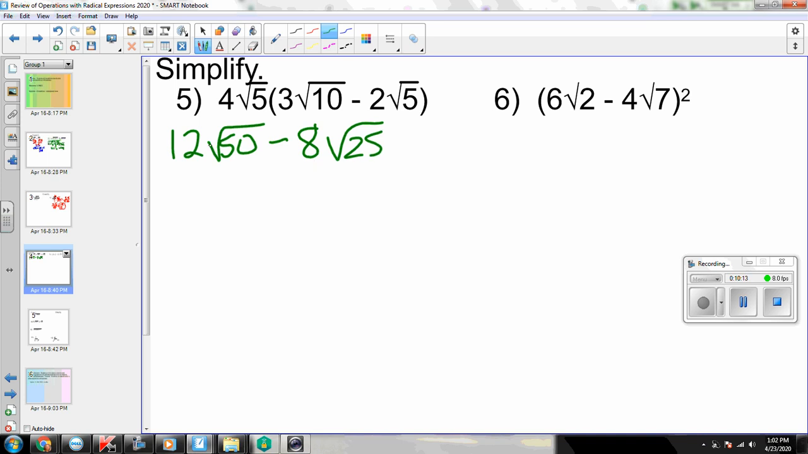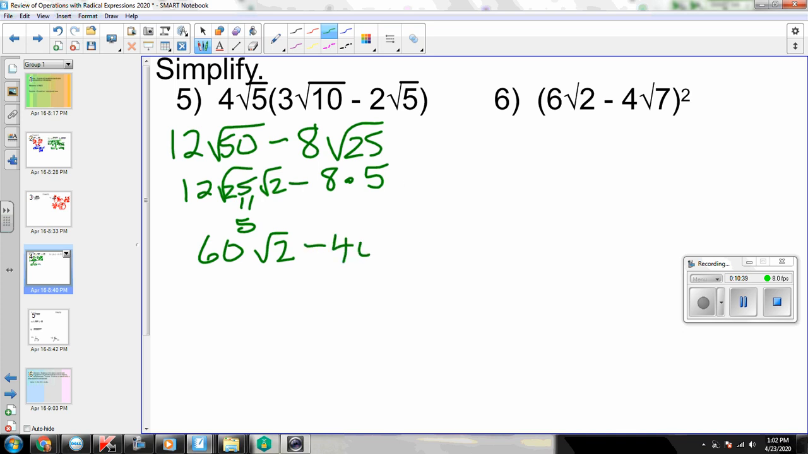I have to make sure I simplify. So 25 goes into 50. This would be the square root of 25 times the square root of 2. And also, 25 is a perfect square, so square root of 25 would be 5. Here, the square root of 25 is 5. So I could take the 12 times 5 and get 60 radical 2. 8 times 5, 40. Can we take 60 radical 2 minus 40? No. This first term has a radical 2, the second one does not. So this is my final answer.